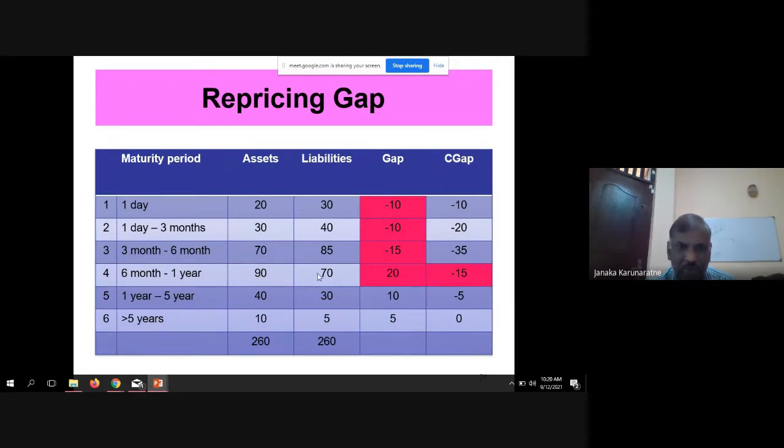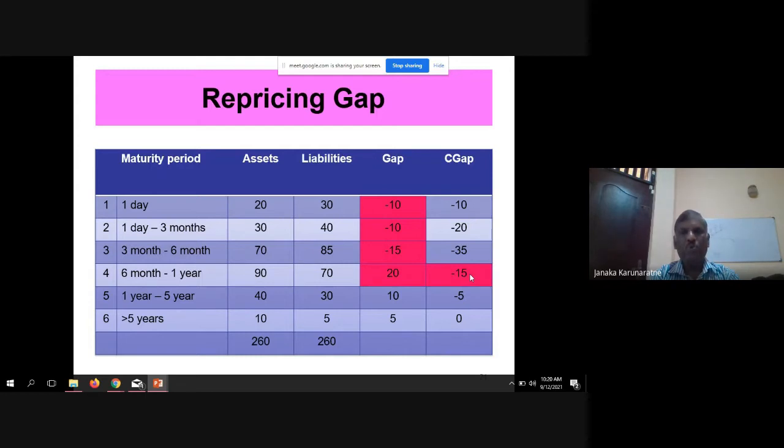For 6 months to 1 year, you have 90 minus 70, so you have a positive gap of 20. Minus 35 plus 20 minus 15. So that means the cumulative gap over the next 1 year period is negative 15, right? Negative 15.